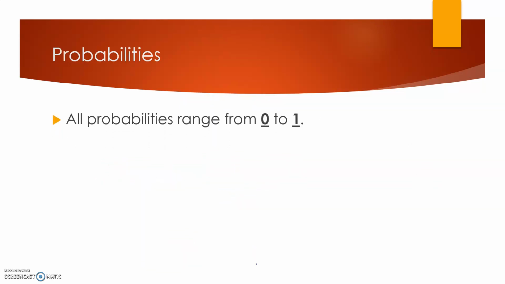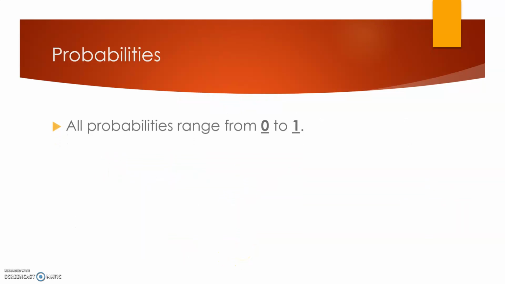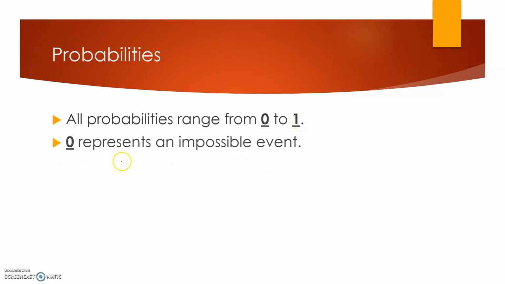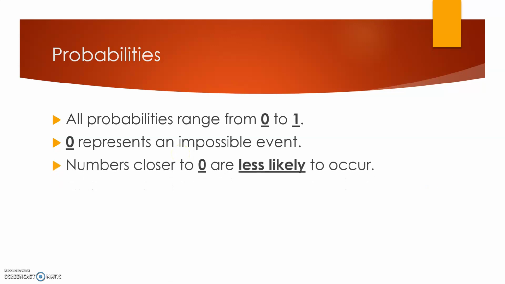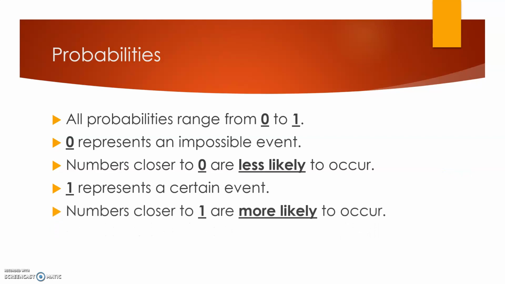So, all probabilities range from 0 to 1. You can see over here that we had a probability of 0.5, 0.333 repeating. We never had anything less than 0 or greater than 1. 0 represents an impossible event, something that is never going to happen. And numbers that are closer to 0 are less likely to occur. 1 represents a certain event, something that is for sure going to happen. And the closer to 1 a number is, the more likely it is to occur.